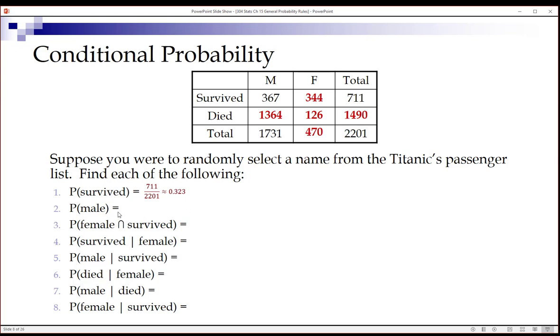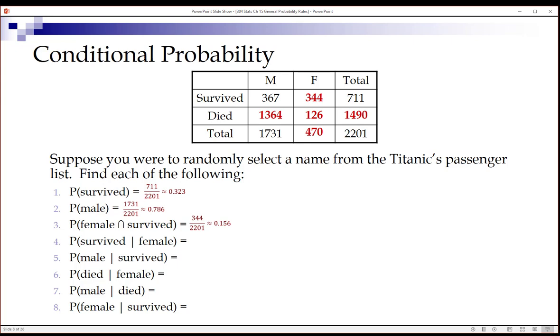The probability of picking a male in this group, so we want to find the total number of males, is 1,731 over 2201. Again, the total number of people on the ship is 2,201. So the probability of that is approximately 0.786. The probability that someone is both female and survived, which is represented here by 344 women, is going to be 344 over 2,201.